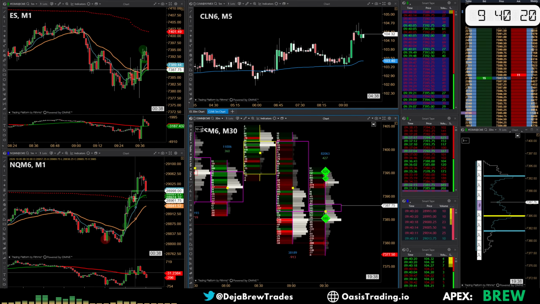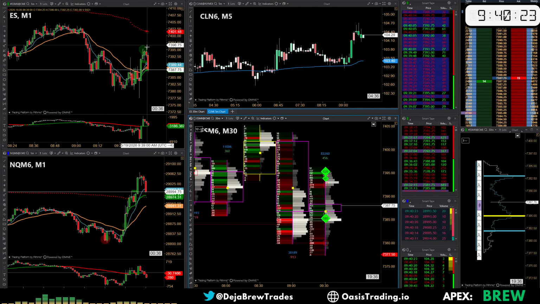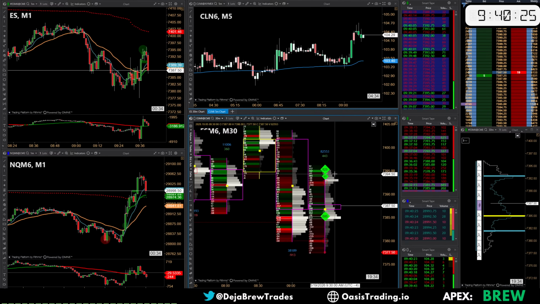Very different price action here on ES and NASDAQ. I'd probably wait a little bit, see if they can start following each other. Be careful here.